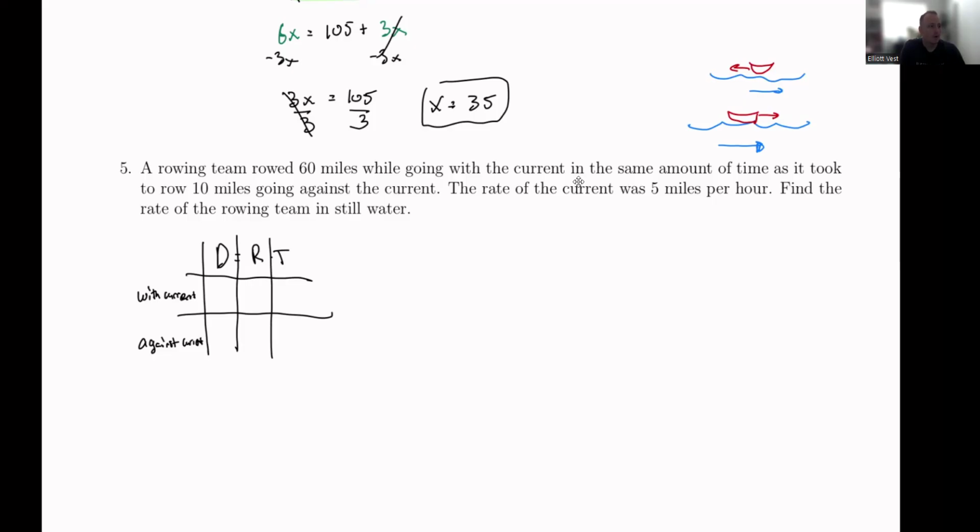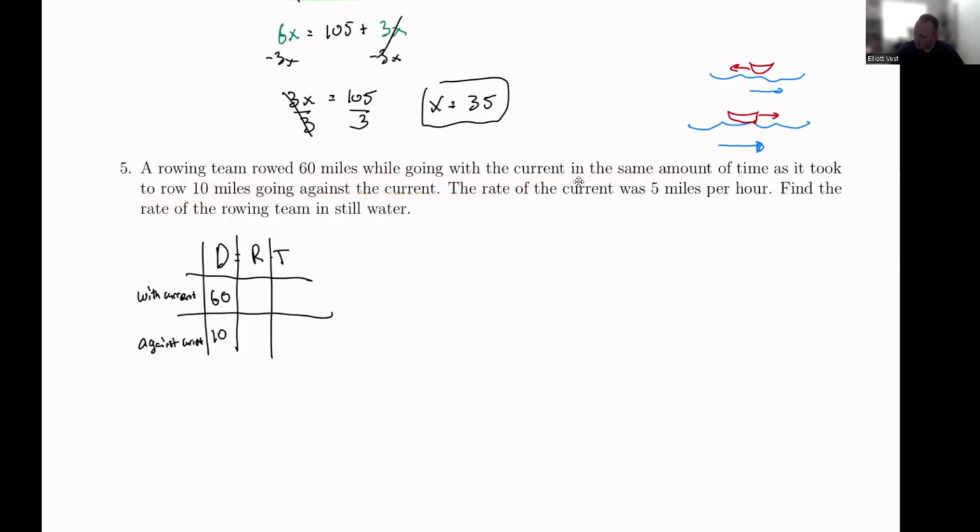Well, rowing team, what's the distance we're going here? So the rowing team rowed 60 miles going with the current. So we're going to put 60 for with the current. And we went 10 miles against the current. So let's do 10 here.